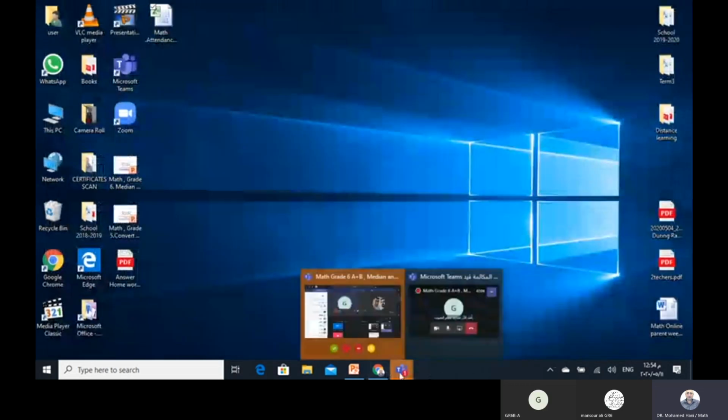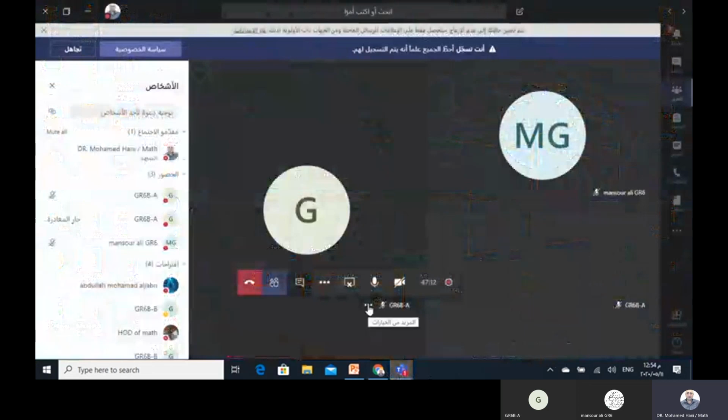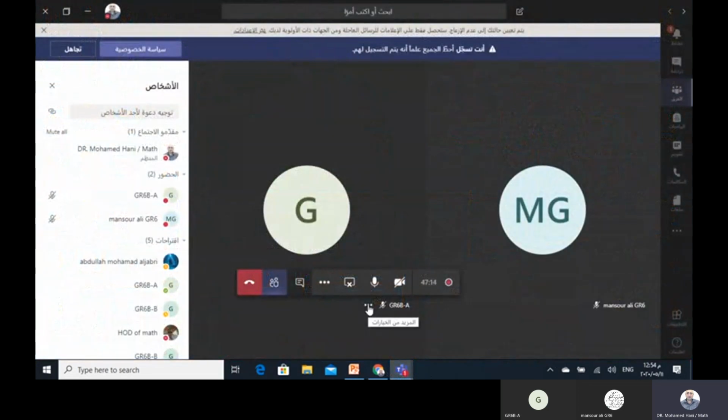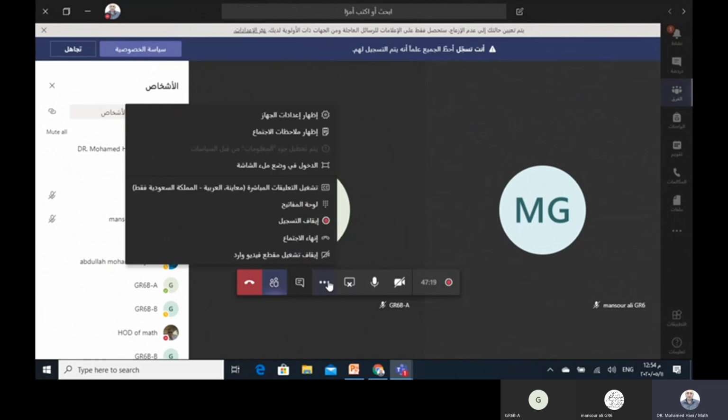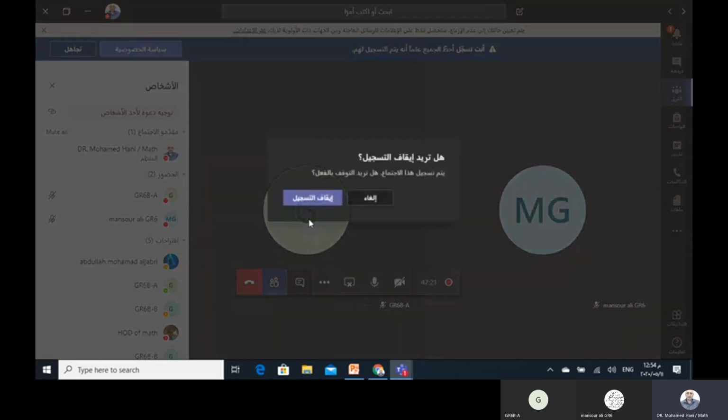So this is our lesson today. We learned how to find the mean, the median, the mode, the measures of center. Thank you for your listening. Have a nice day.